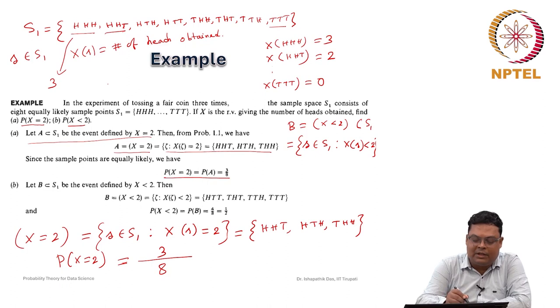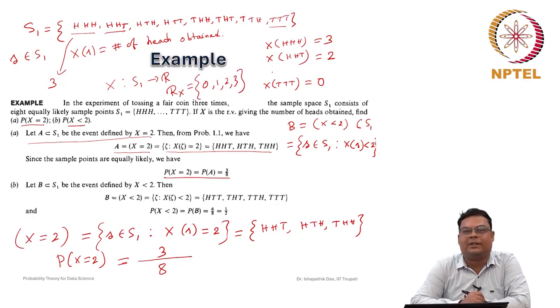Because a random variable is a function from S1 to R, the range of X is nothing but the range of this function. The range of X is denoted by R_X, which is all the values it is taking. It is taking 0, 1, 2 and 3. This is the range of X. We know the range of a function, so it is the range of this random variable.